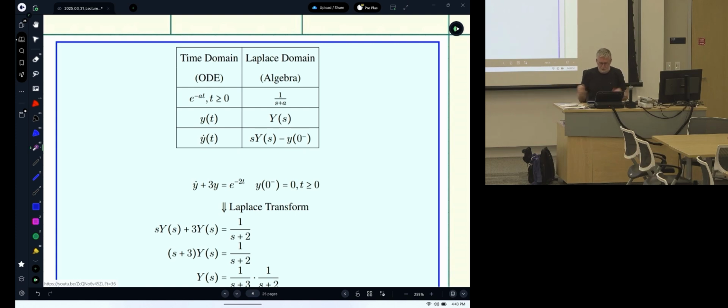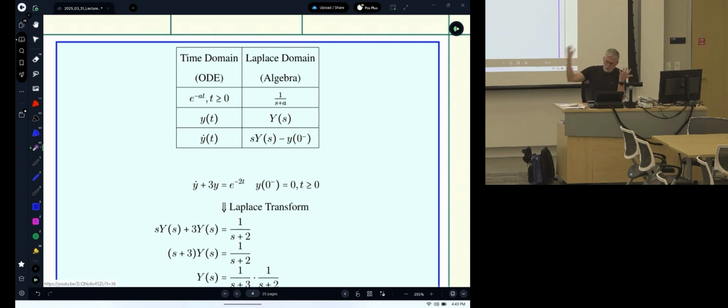We're going to have things in the time domain that are associated with differential equations. Some of them will be exponentials. And remember, sine and cosine, those are complex exponentials. So exponentials. We'll have terms from the ODE, y of t, its derivative.